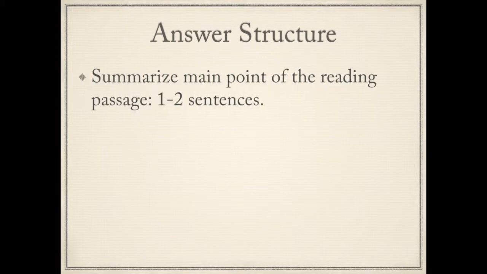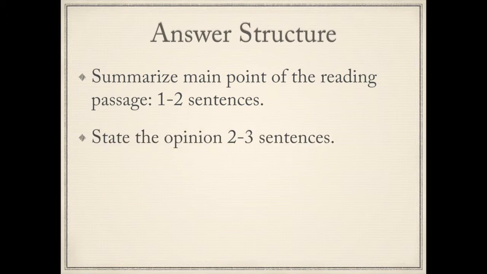Okay, so my suggested structure is you should summarize the main point of the reading passage in 1 to 2 sentences. It should be very short. You should state the opinions in 2 to 3 sentences. It's normally a strong opinion. Either it's a like or a dislike.